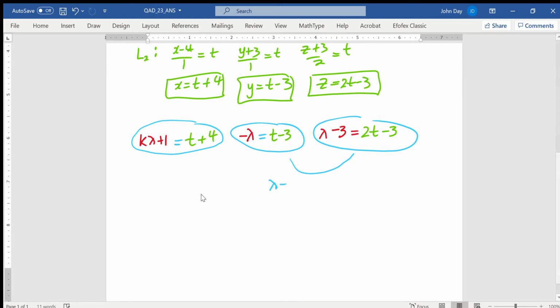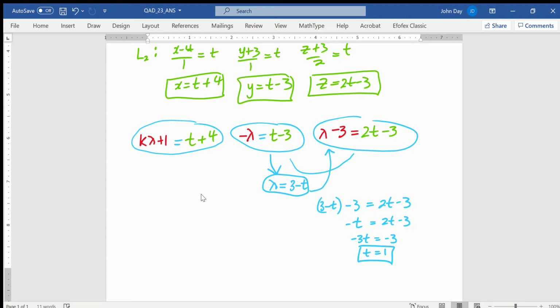I mean, lambda is equal to minus t plus 3. Just from that, lambda is equal to 3 minus t. So that's what I'm going to put in here. So I've got 3 minus t minus 3 equals 2t minus 3. So 3 minus 3 is nothing. So I've got minus t equals 2t minus 3. So subtract 2t off both sides, get minus 3t equals minus 3. So t is 1. And therefore, lambda, which is 3 minus t, is 3 minus 1. Lambda is 2.